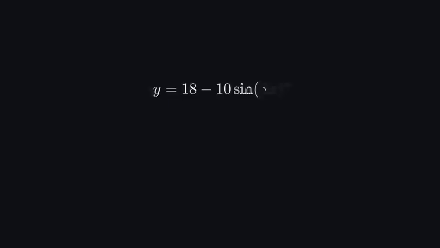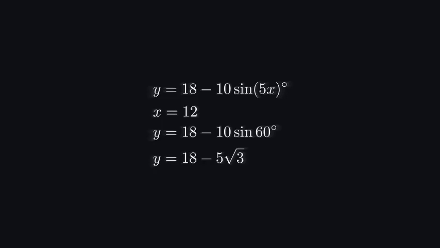To summarize, part A. y equals 18 minus 10 sin of 5x degrees, x equals 12. y equals 18 minus 10 sin of 60 degrees. y equals 18 minus 5 times the square root of 3. Continue the aligned calculation. The next steps are shown one line at a time.